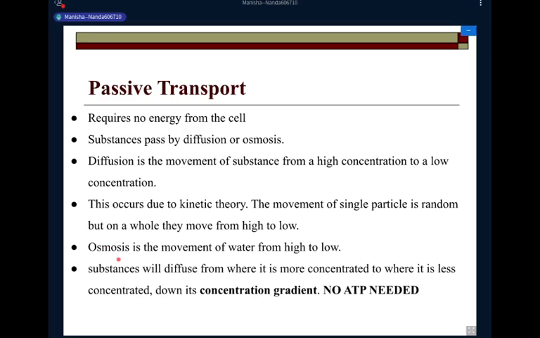Now we have one more term, that is osmosis, right? Osmosis is specifically talked about in terms of movement of water, and the movement of water from a region of high water potential to low water potential is termed osmosis. So substances will diffuse from where it is more concentrated to where it is less concentrated, down its concentration gradient, and no ATP is needed in case of passive transport.